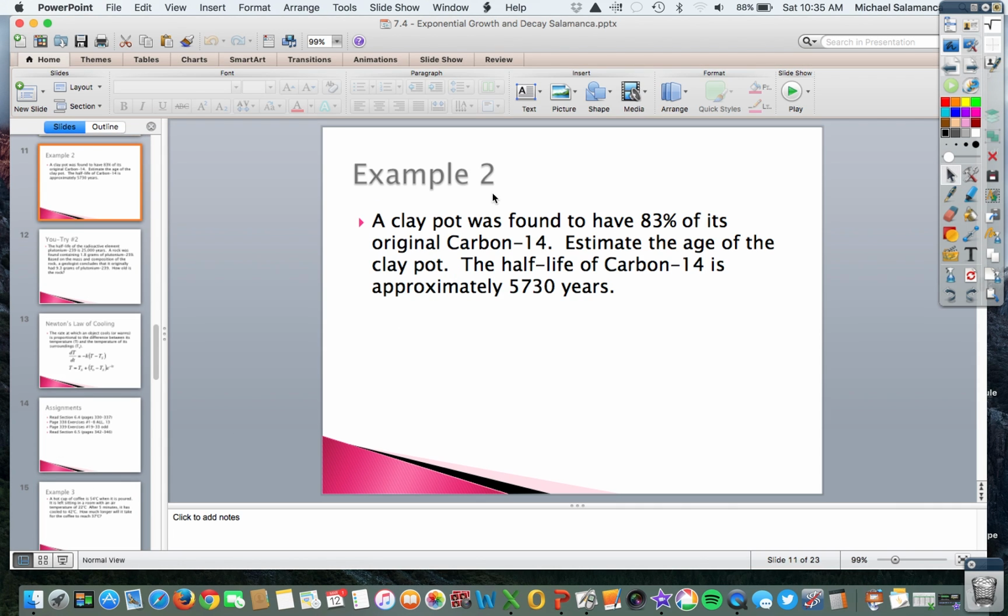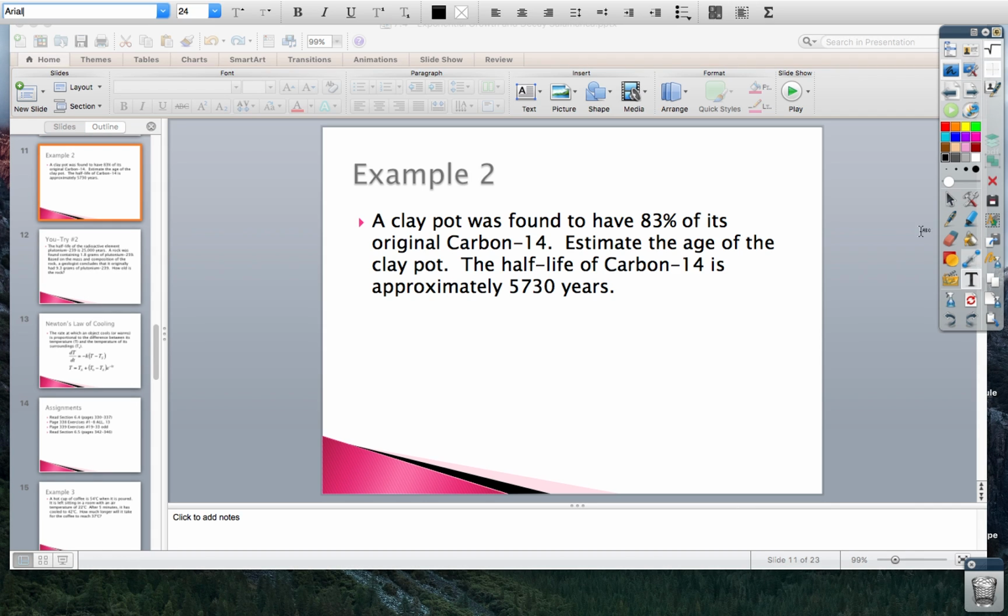So a clay pot was found to have 83% of its original carbon-14. Estimate the age of the clay pot. The half-life of carbon-14 is approximately 5,730 years. So, first thing we're going to do here is start off with our formula. So y equals y sub 0 times e to the negative t divided by tau. For the interest of this, I'm just going to write tau. Now, we found that the pot has 83% of its original carbon.